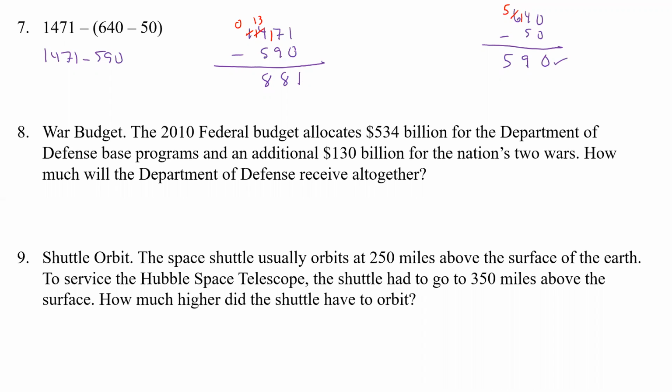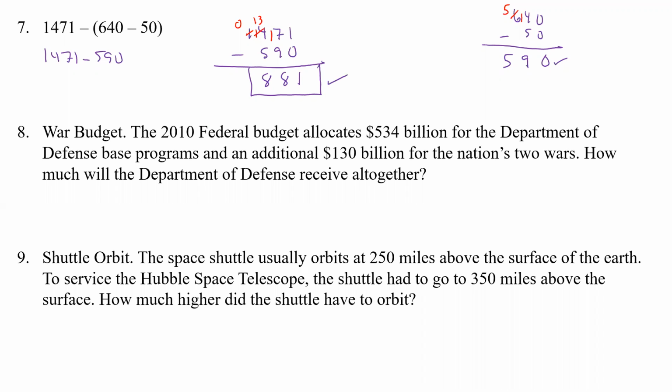And what about this one? 0 and 1 is 1. 8 and 9 is 17, so we have 1 carried. So 8 plus 6 is 14, and so that does look to be the correct answer. Okay.